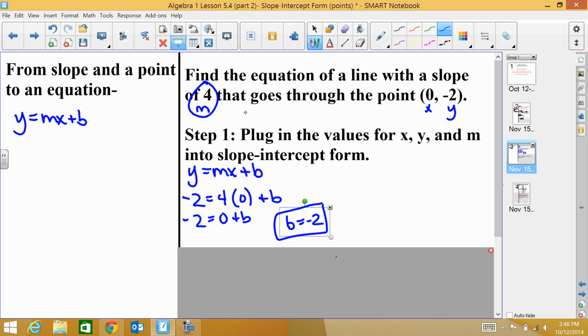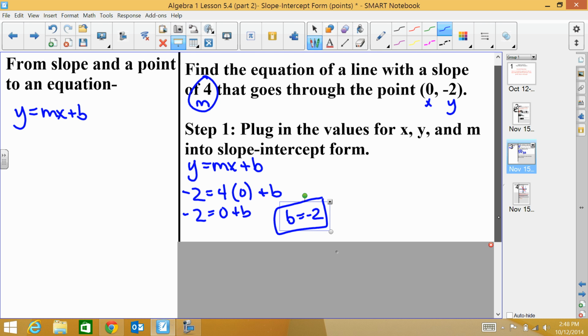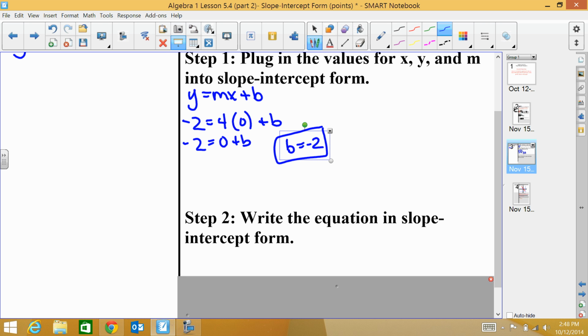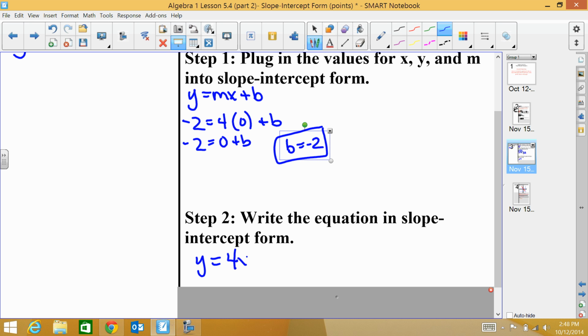Now, I still have to write my equation. It doesn't matter that I know b if I don't write the equation. So I go back to my equation, and I write y equals, my m was 4, x, and then my b is -2. And so that will be the equation of my line.